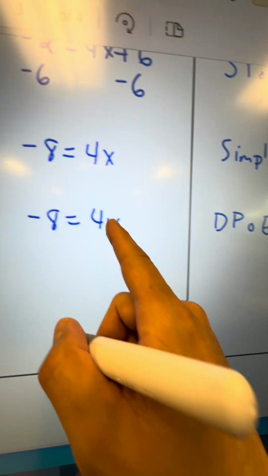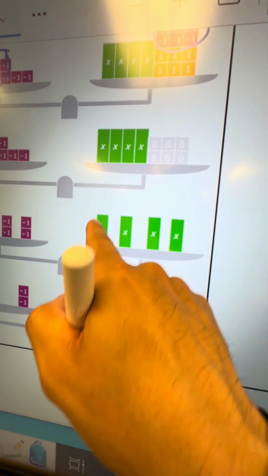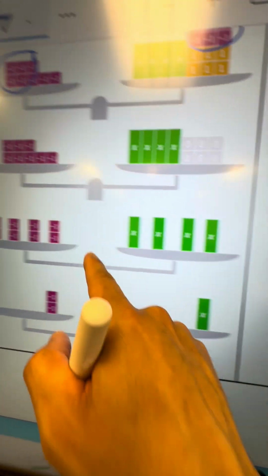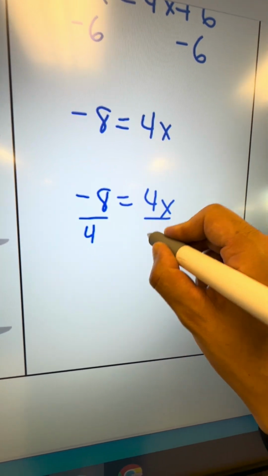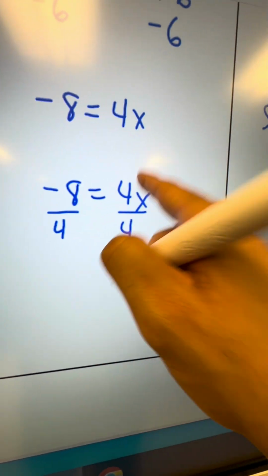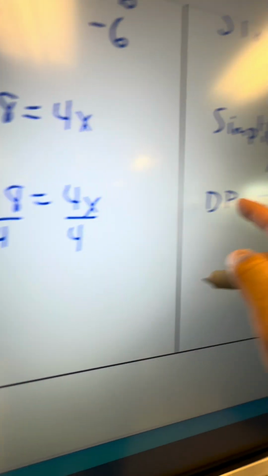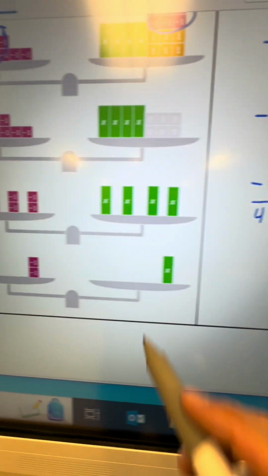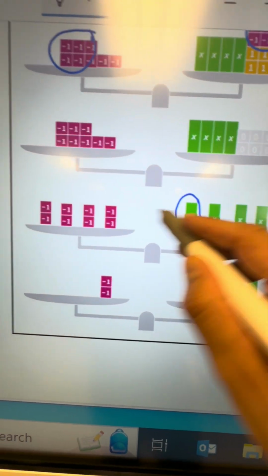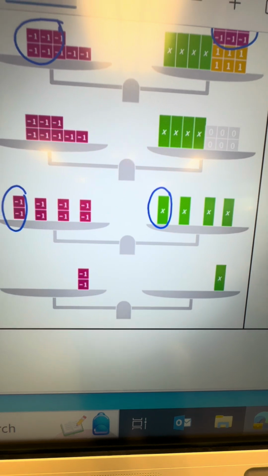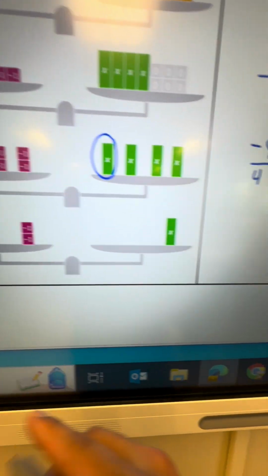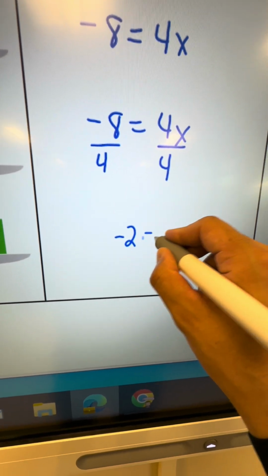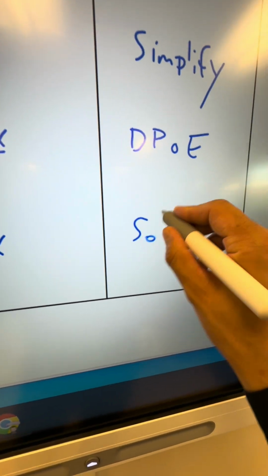And the way we show division property of equality algebraically is count how many groups you created. We have 4 groups here, 4 groups here. That means I'm dividing both sides into 4 groups. So we split this up into 4 groups, split that up into 4 groups, division property of equality. And by doing that, it allows you to see that every x matches up with 2 negatives, which in other words means that our solution would be x is equal to -2. So I'll put -2 equals x, and that would be my solution.